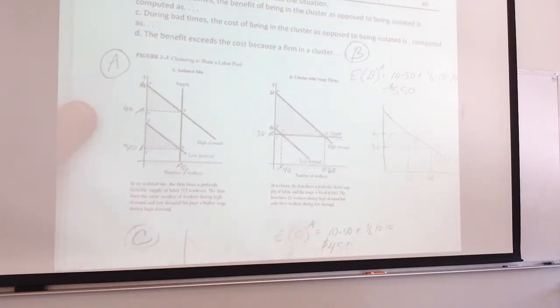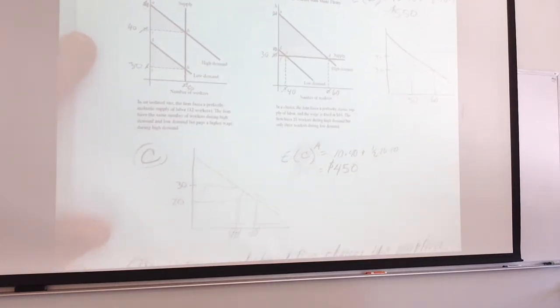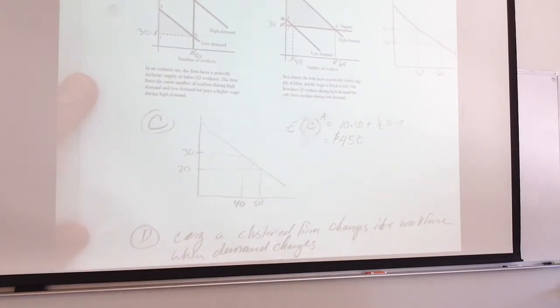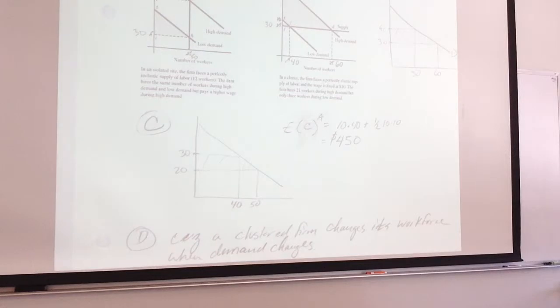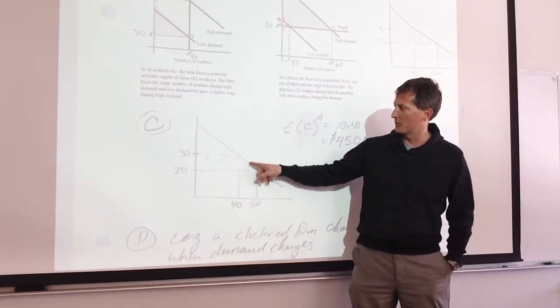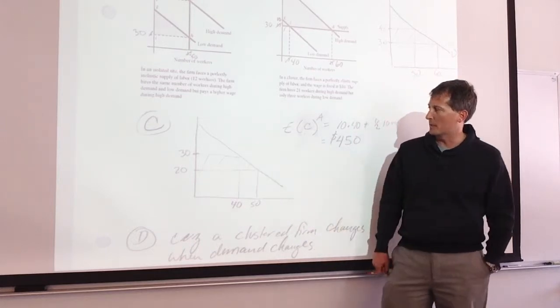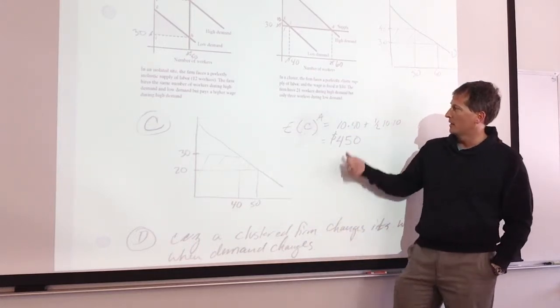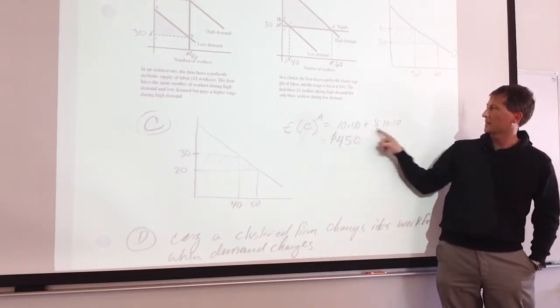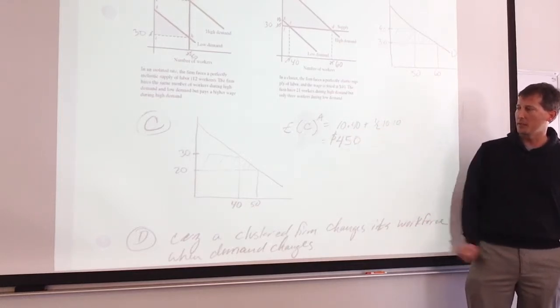So that was part B, and then part C was during bad times, what is the cost of being in the cluster as opposed to being isolated? And now we're working backwards. Again, along a different demand curve, you've got two points that you're working with. And so the expected cost associated with that is the rectangle times that triangle is 450.